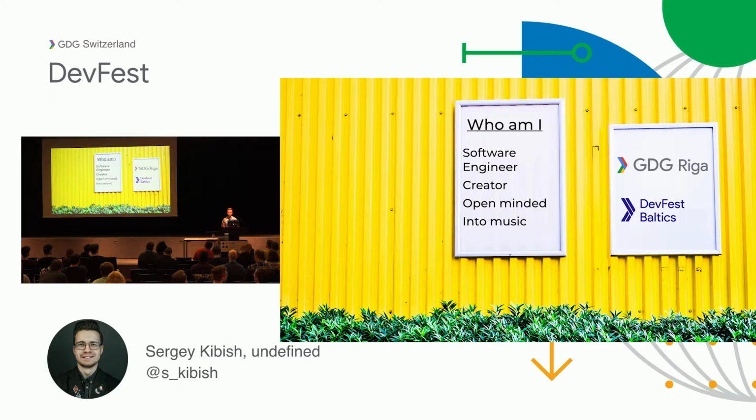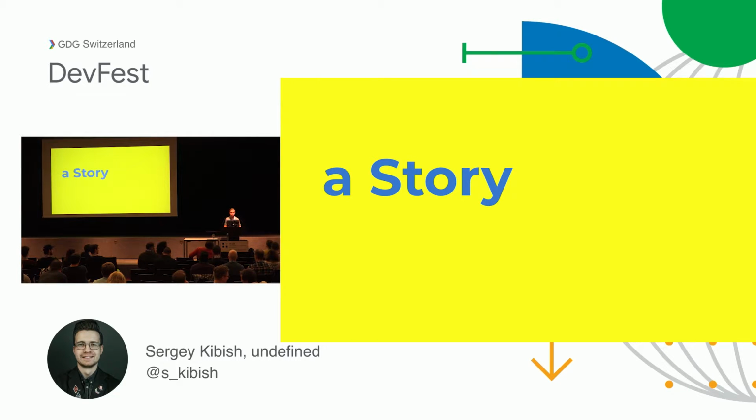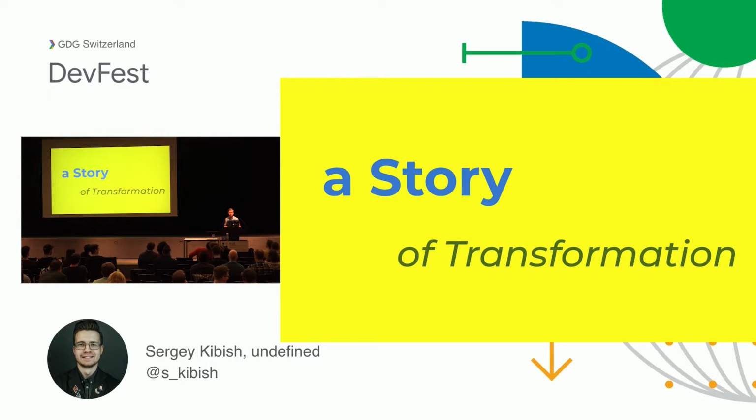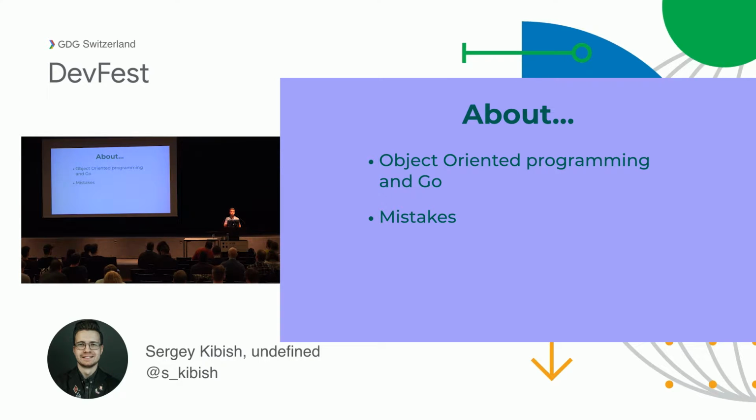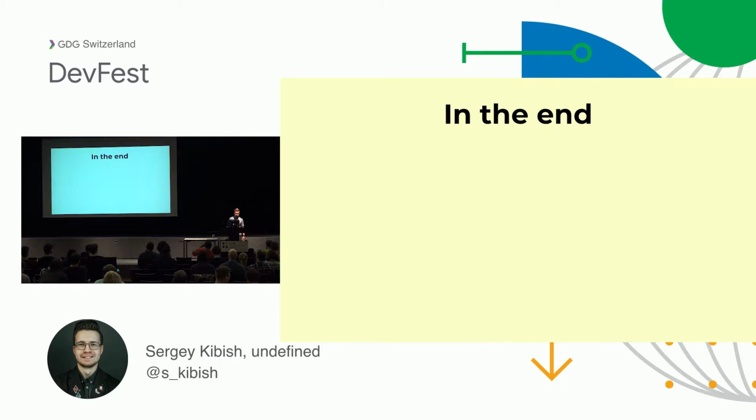And what I will share today is more like a story, a story of transformation. It's a story about object-oriented programming and Go, the mistakes that I made during the journey, from understanding how to do programming in Go in a correct way, some new ways of thinking because of that, and I hope that in the end of this talk, you will maybe have a will to try Go one more time if you did not like it.